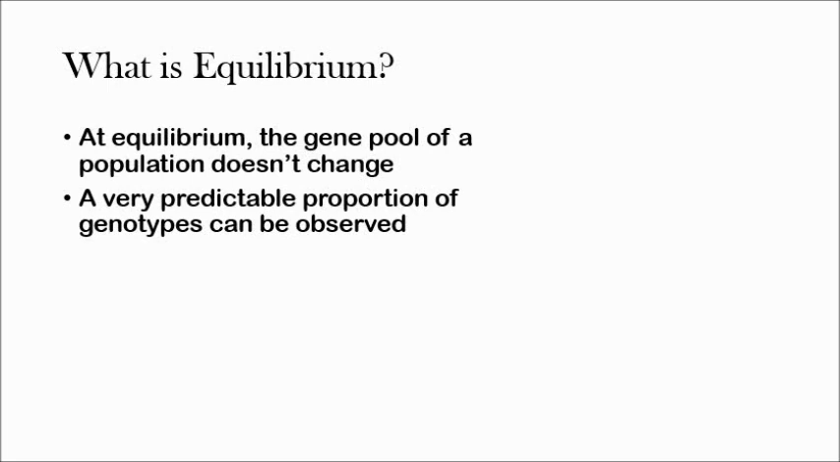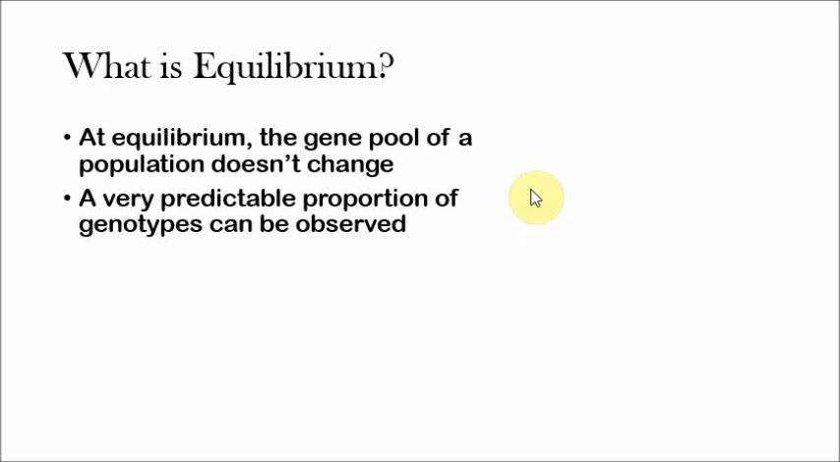So first off, what is equilibrium? Specifically, we're going to be talking about Hardy-Weinberg equilibrium, of course, but as you can probably guess, Hardy-Weinberg equilibrium is kind of a mouthful, so a lot of times we just call it equilibrium. And at equilibrium, the biggest thing that you need to understand is that the gene pool of a population doesn't change. It's completely static. Now, as you'd probably know, the gene pool is essentially the sum of all of the different alleles for a particular gene in a population.